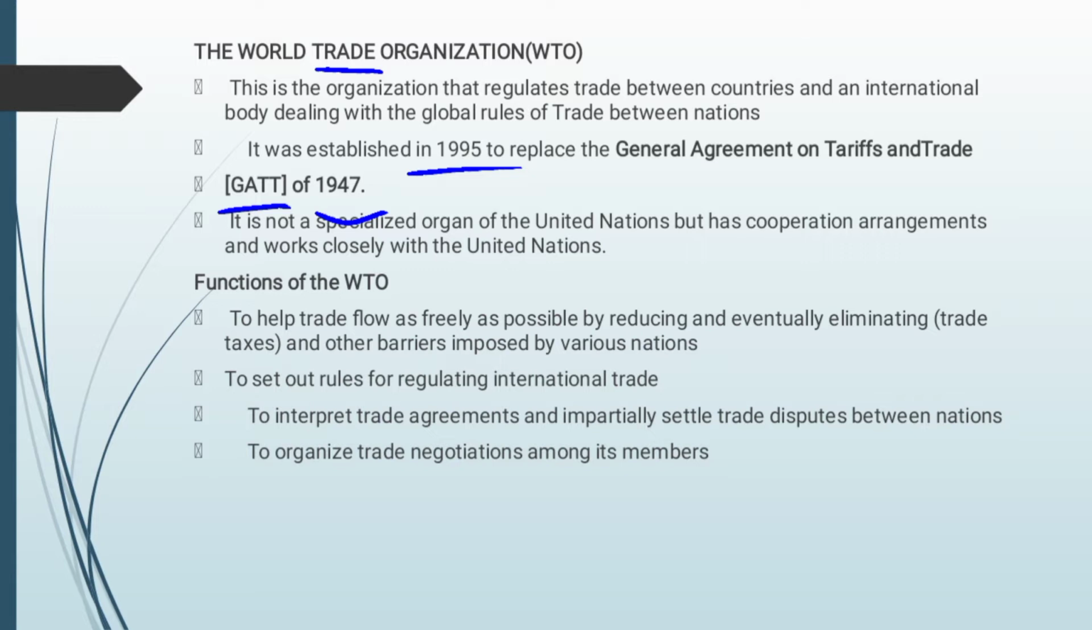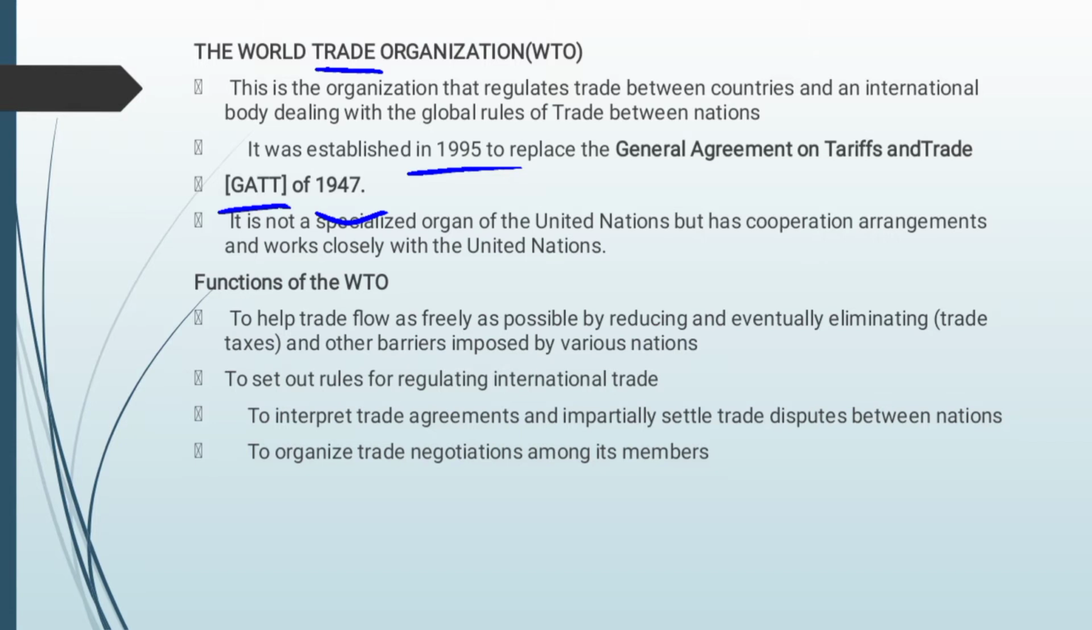Functions of the WTO: to help trade flow as freely as possible by reducing and eventually eliminating trade taxes and other barriers imposed by various nations. There are some countries which impose tariffs. When you're importing from here, you need to pay these taxes. But with the help of the World Trade Organization, they reduce or eventually eliminate those taxes.